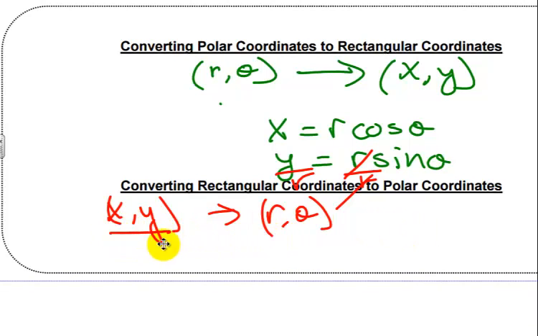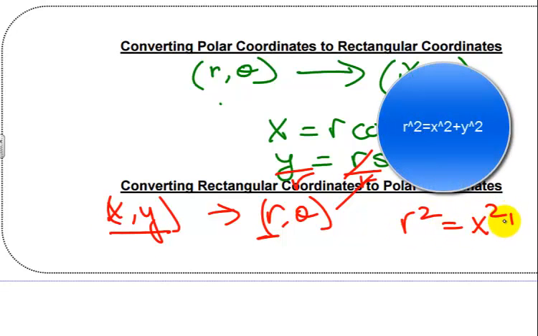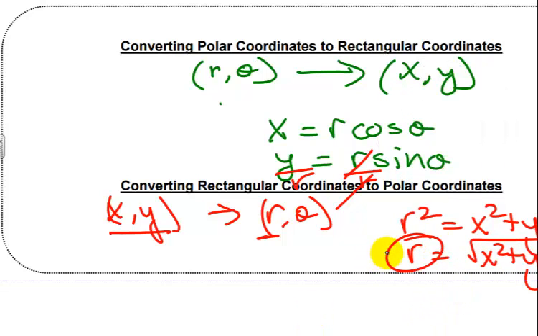The relationship between the xy and the r is actually the equation of a circle. So r squared is equal to x squared plus y squared. And then you can take the square root. And so that's your r.